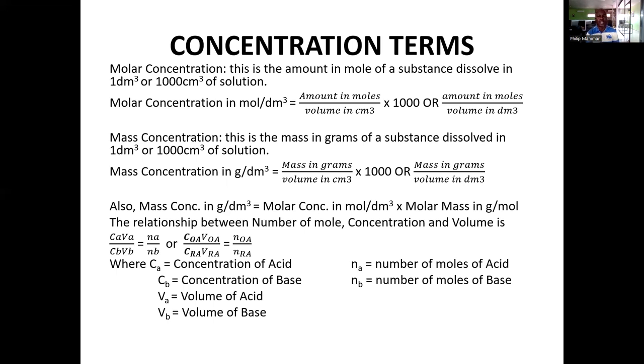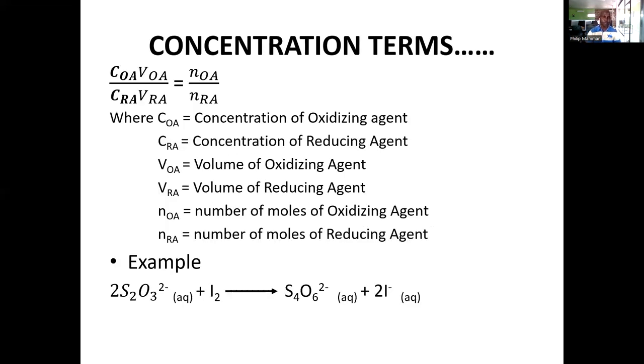Now, when you're not doing acid-base titration and you're doing redox reaction, the formula will read COA VOA over CRA VRA is equal to NOA over NRA. Now, if you are defining the terms, we say concentration of oxidizing agent times volume of oxidizing agent all over concentration of reducing agent times volume of reducing agent is equal to number of mole of oxidizing agent all over number of mole of reducing agent. As you can see, COA means concentration of oxidizing agent, CRA means concentration of reducing agent, VOA is volume of oxidizing agent, and VRA is volume of reducing agent. NOA is number of mole of oxidizing agent, NRA is number of mole of reducing agent.